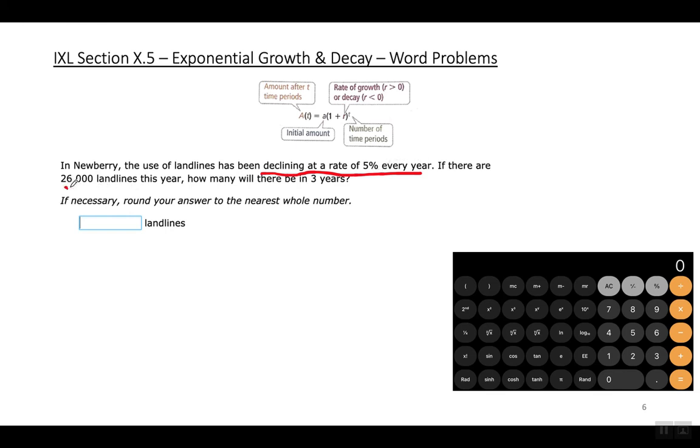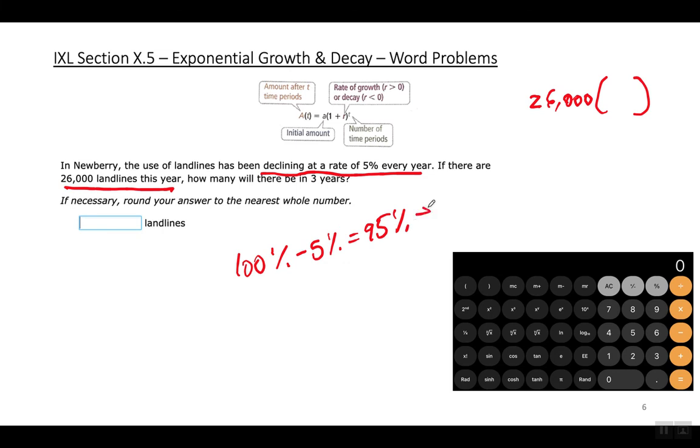So the use of landlines has been declining at a rate of 5% every year. If there are 26,000 landlines this year, that's my initial amount, my starting point. If it's declining 5% each year, 100% minus 5% is 95%, and 95% written as a decimal is 0.95. That's easy. I don't want to hear you whining that you don't get it. Step it up. That's a piece of cake. If there are 26,000 landlines this year, how many will there be in 3 years? So my exponent is 3.